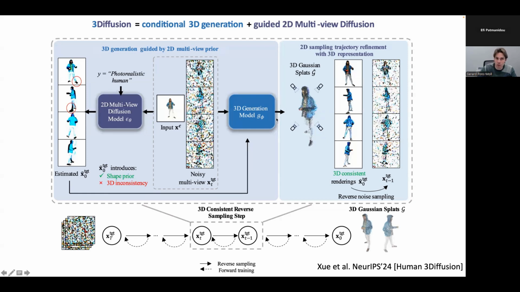And this generation module produces a fixed number of Gaussians to represent the human. And these Gaussians are then rendered. By construction, these rendered images are 3D consistent. They might not be very accurate, but they are 3D consistent. And then basically we have a reverse noise sampling. We add noise and we backpropagate, importantly, through the 3D generation model and the 2D multi-view diffusion model. So basically the trick here is that at every step, we are lifting to 3D, rendering and backpropagating through both the 3D generation and the 2D multi-view diffusion.